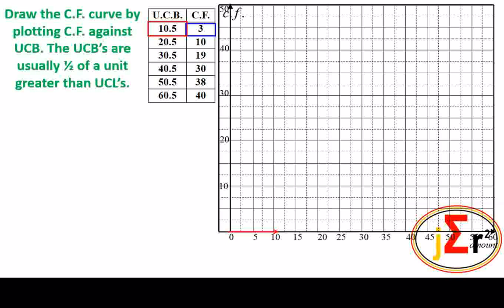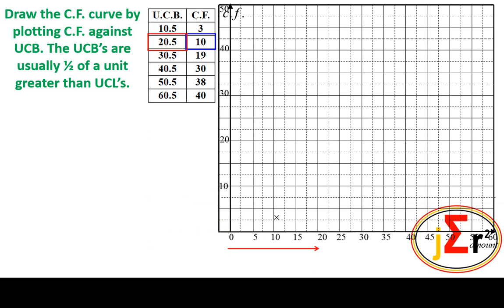As a matter of fact, unless otherwise stated, anything that has to do with frequency, whether frequency in its pure form or cumulative frequency, we will place those on the vertical axis. 3 units with respect to the cumulative frequency axis, and there we will have our first point. Then the next pair of data, we have 20.5, and its corresponding cumulative frequency will be 10. 20.5 with 10.